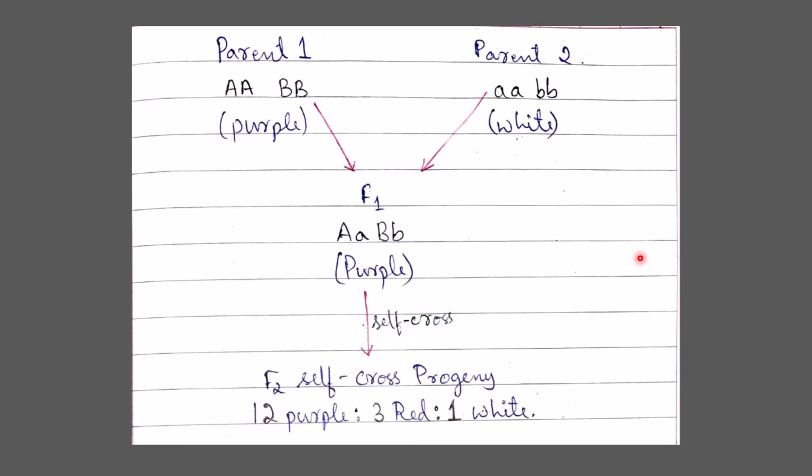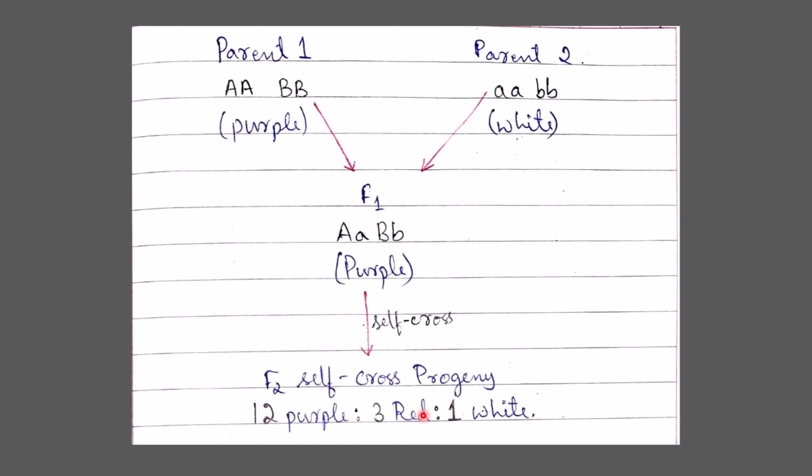To consider an example, one parent produces a purple color product and the other parent produces a white color product. In the F1 generation, the product is the same as one of the parents. When this is self-crossed, the F2 self-crossed progeny has a 12:3:1 ratio of purple, red and white respectively.